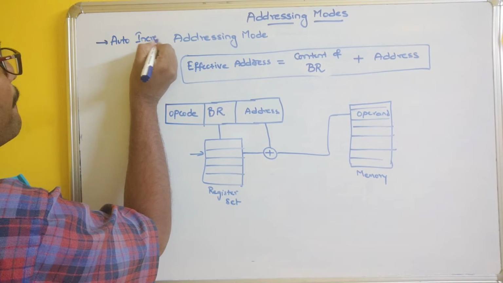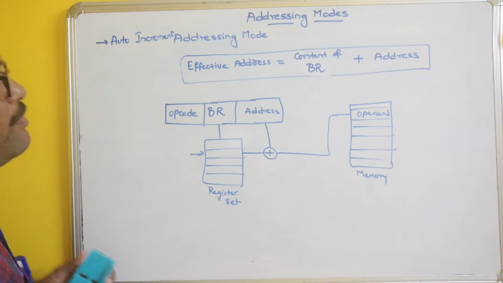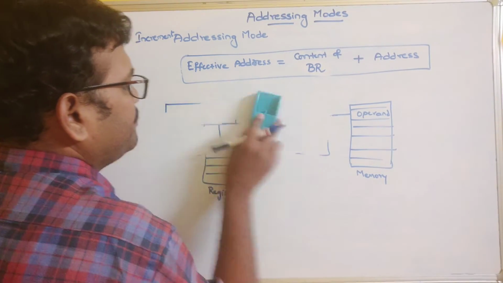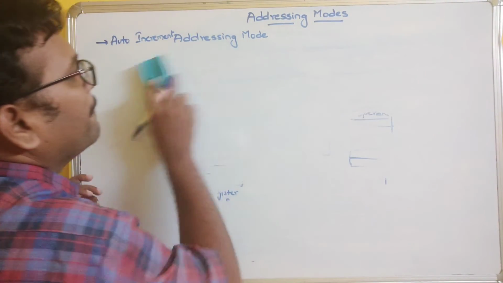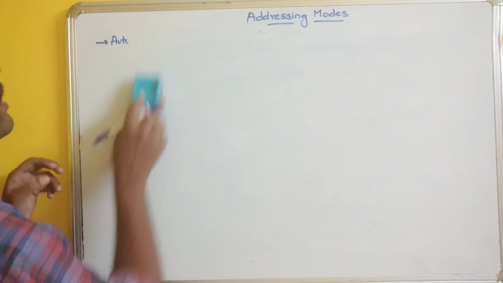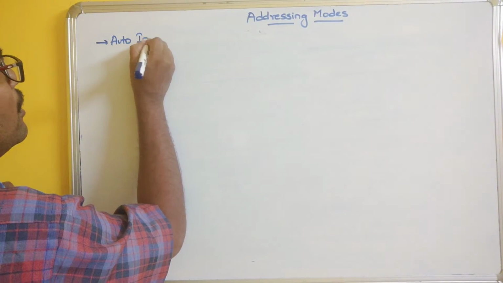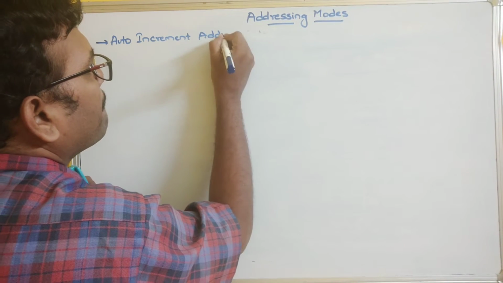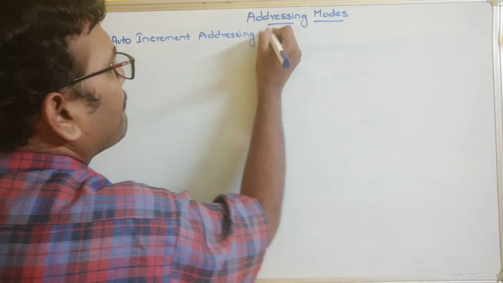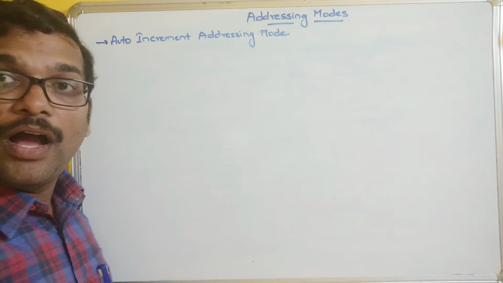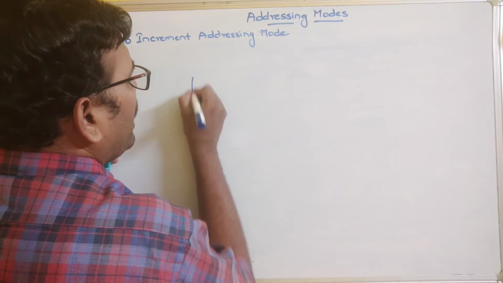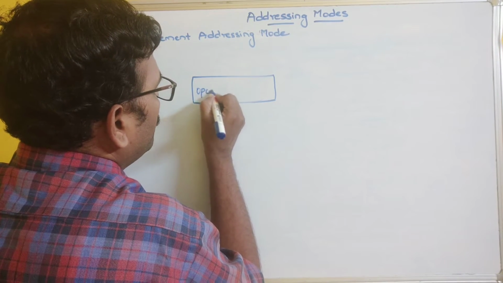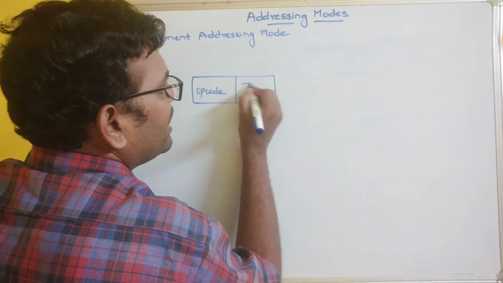auto increment addressing mode. So here, instead of getting the address, I'll write here auto increment addressing mode. So here what happens is there will be a register. So this is an opcode, and this is a register.